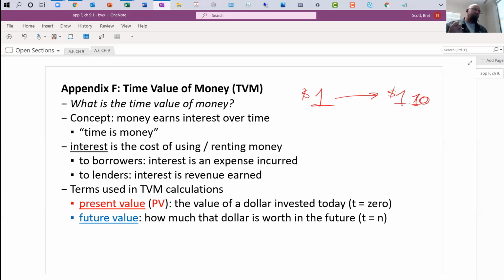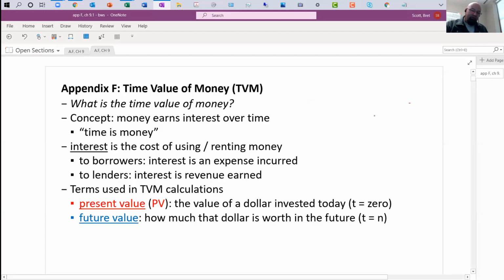Maybe an erosion of the purchasing power, or this notion that if we invest our money rather than consume it, it's going to grow over time. Time value of money: time is money. The amount that I invest will grow over time. In the case of these chapters, we're going to focus on the change in value being driven by an interest rate. Now, interest, we know, is the cost of using or renting money. In Chapter 9, we are the borrowers. We're going to borrow money, and interest is the amount that we're going to incur.